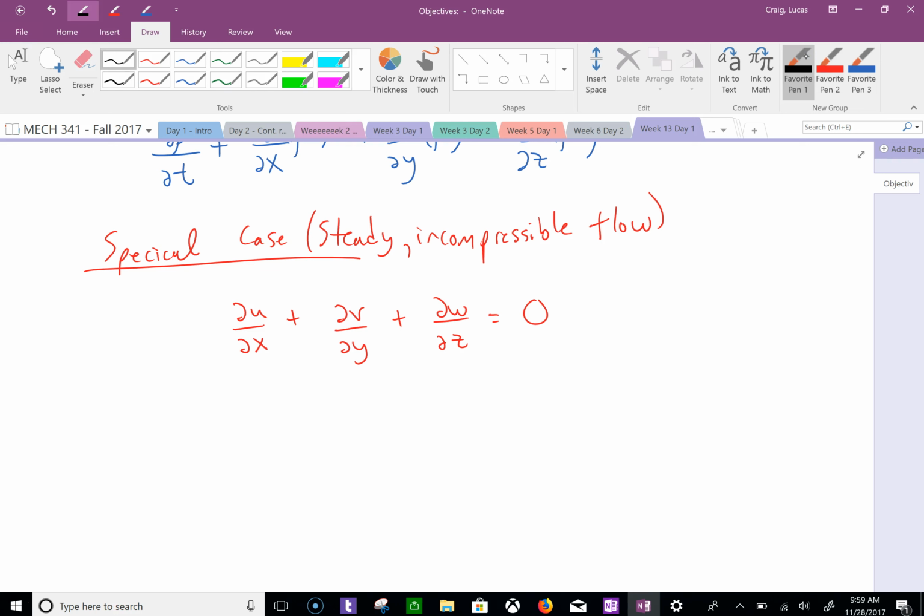Well, if we say u is a x squared minus y squared, v, I'll just do little v, negative 2axy, and w equals 0. Tell me, does this velocity profile conserve mass? What does that mean? It may or may not. Why? What do we have to do? So a is a constant.